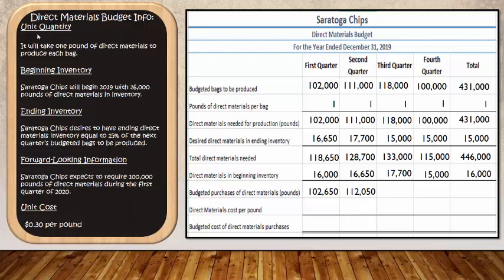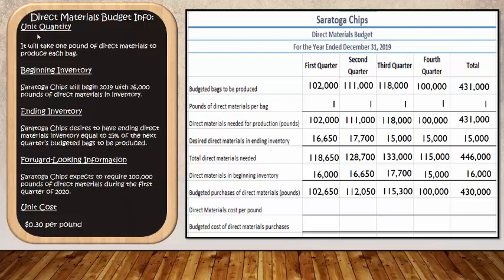We apply this same concept to each quarter, taking the total direct materials needed for that quarter and subtracting from it the materials that we have in beginning inventory. For the second quarter, 128,700 minus 16,650 means that we need to purchase 112,050 pounds of direct materials. In the third quarter, we're going to need to purchase 115,300 pounds of direct materials. And in the fourth quarter, since we need 115,000 pounds of total direct materials, but we're starting with 15,000, we only have to purchase 100,000. Which means that in total, we're going to have to purchase 430,000 pounds of direct materials.